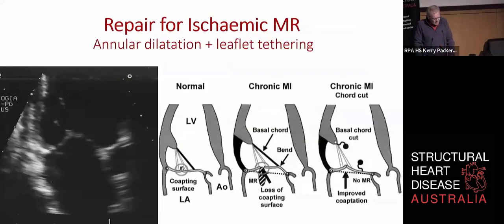So what about repairing ischemic MR? Here's the posterior leaflet, here's the anterior leaflet. The anterior leaflet is bowed up a little bit, and this is the transmitral plane. So this is what we call the tethering area. We should have the leaflets coapting much closer to the transmitral plane. The mitral valve has been dragged into the ventricle by left ventricular dilatation as the papillary muscles have moved away from the mitral annulus.